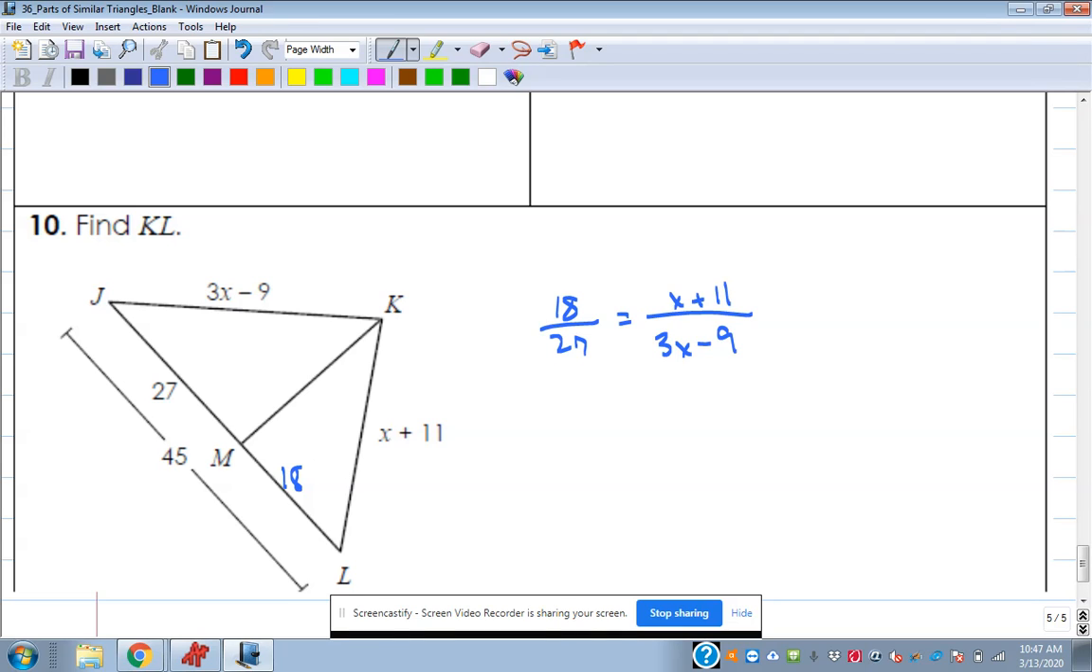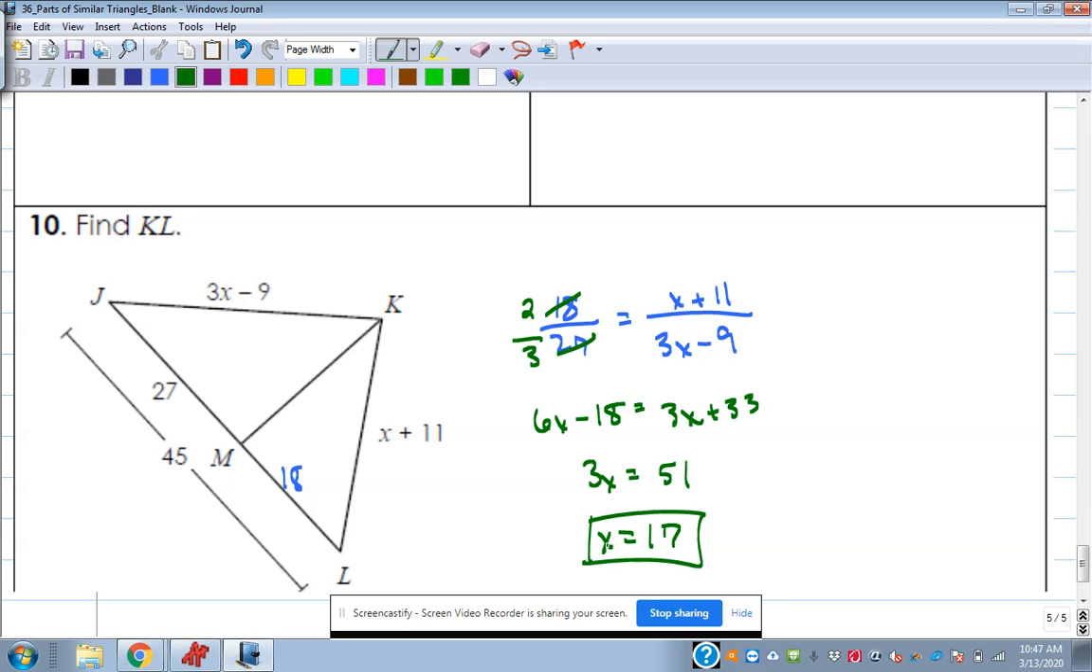All right, so cross multiply, or simplify and then cross multiply. 2/3. The 6x minus 18 equals 3x plus 33. 3x is equal to 51. 17 again. And yeah, find KL, so 17 plus 11. 28. Fun, boring stuff.